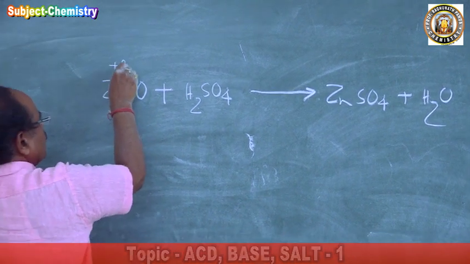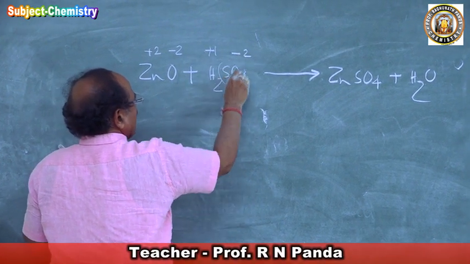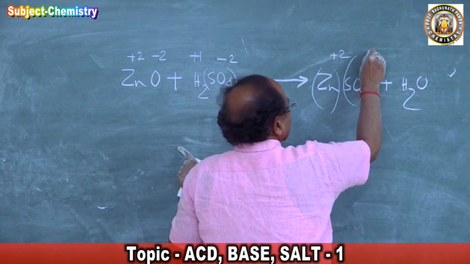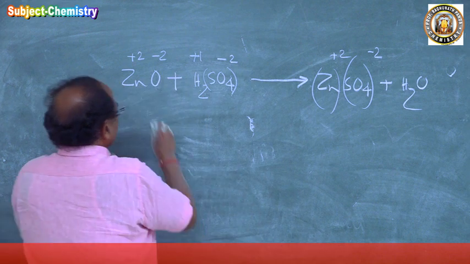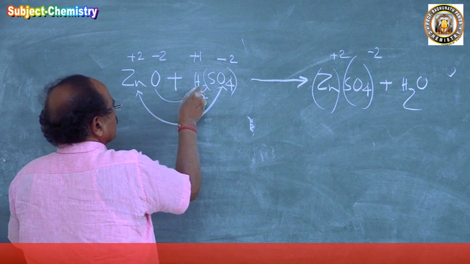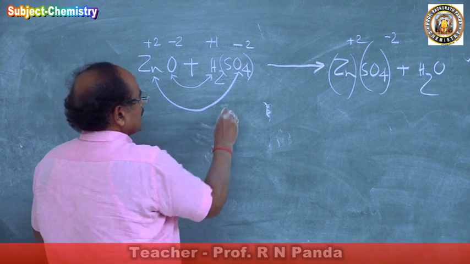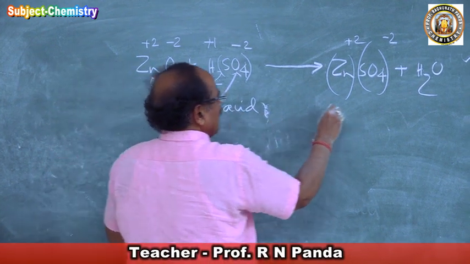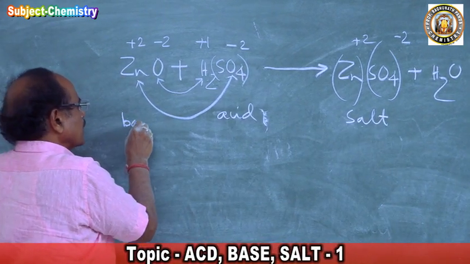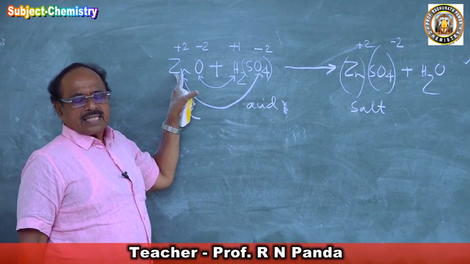So zinc is +2, oxygen is -2, hydrogen is +1, sulfate is -2. So zinc +2 will react with whom? With sulfate. And O is -2, will react with whom? With H plus. So zinc sulfate. So this is what? This is an acid, and this is a salt. So acid reacts with whom? Base. So here zinc oxide is exhibiting basic property. It is acting as a base.